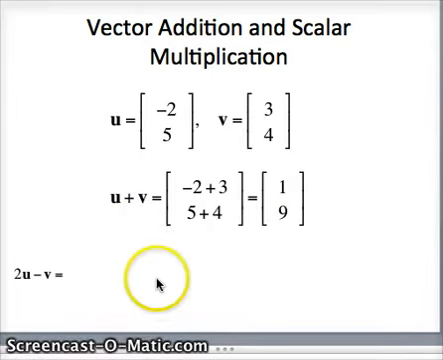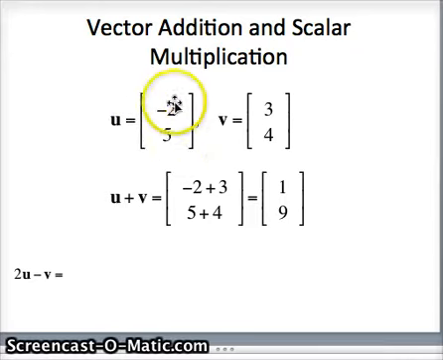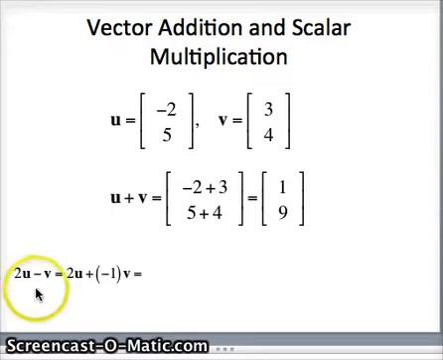Now how about 2u minus v? So scale u, double it. So the same direction, but multiply it by 2, and then subtract v. What will that look like? What will our strategy be? Well, instead of subtraction, I like to make it plus -1, just a little clearer as we do our analysis.